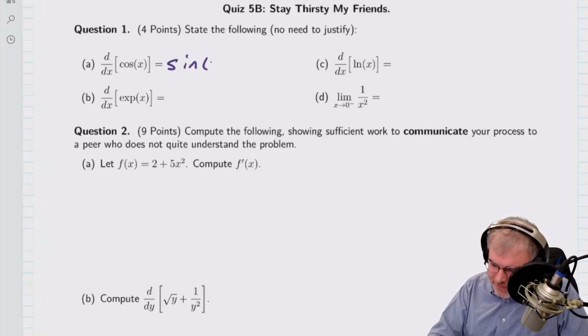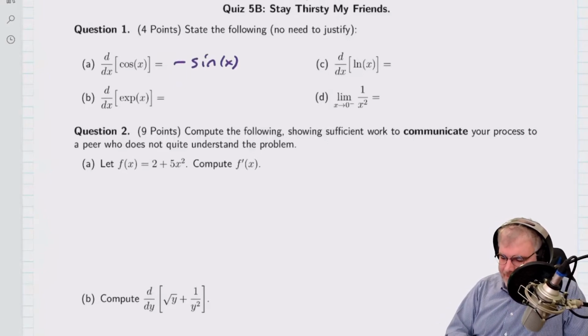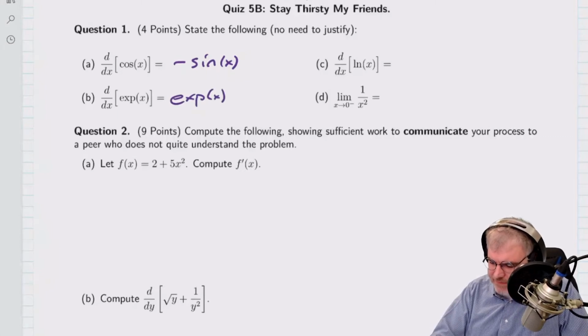Sine of x. Is that correct? Nope. It's negative sine, right? Negative sine. Come on. Exp is just exp of x. You could have also written e to the x. That would have been fine.